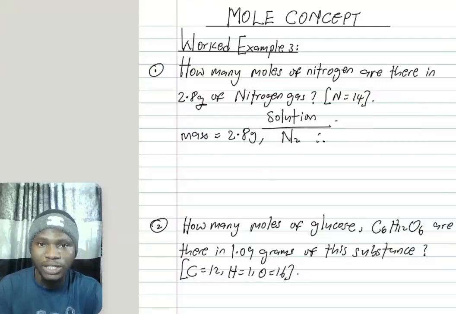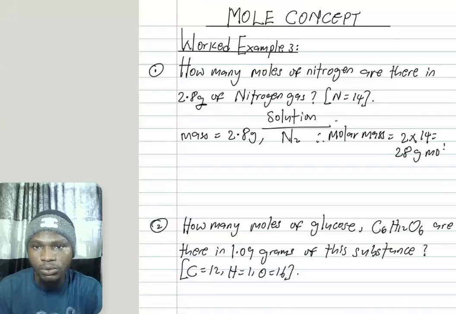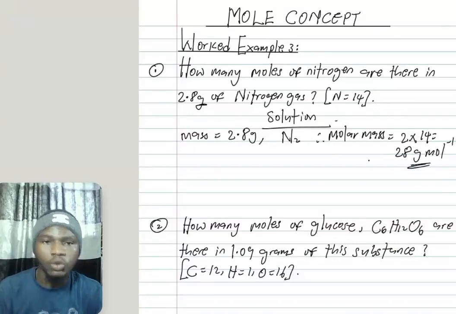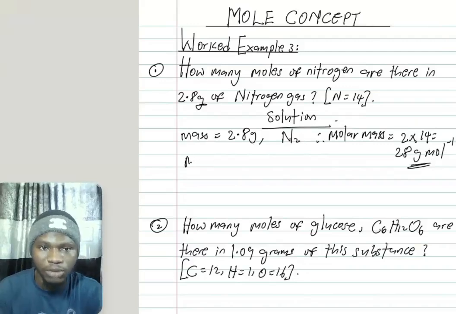So therefore, we can get the molar mass. So what is the molar mass? The molar mass of nitrogen gas will be 2 multiplied by N, which is 14. That will give me 28 grams per mole. That is the molar mass. So this is the mass, this is the molar mass. Which formula for mole relates mass and molar mass together? Everybody knows that number of mole equals mass over molar mass.